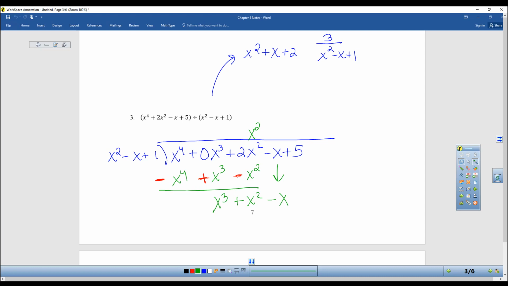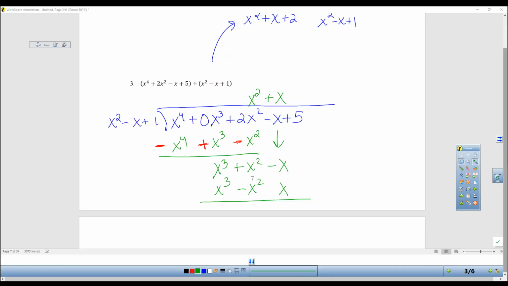Sometimes you have to bring down more than one like we did in the last one. X cubed divided by x squared is just x. So I'm going to put an x there. Now I distribute. X times 1 is x. X times negative x is negative x squared. And x times x squared is x cubed. I change my color to make sure I don't forget to subtract every single term. Just trying to point out where kids go wrong. This cancels. This gives me 2x squared minus 2x. And now I bring down the 5.